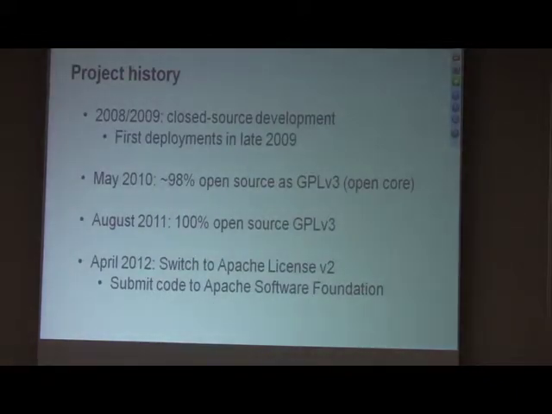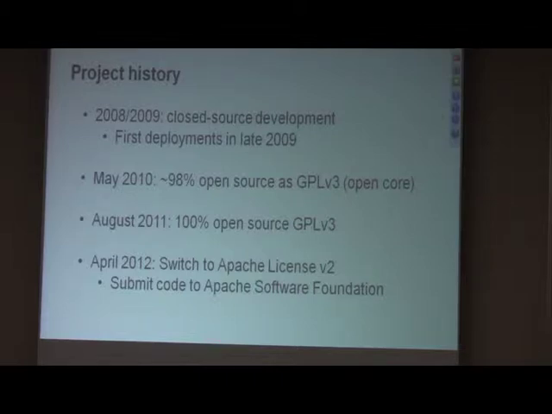A little bit of history about us. We started the company back in 2008 and released the first product in 2009. At that time, it was closed source development. In May of 2010, we open sourced about 98% of our software under GPL v3, so I guess we call that open core. In August 2011, we open sourced 100% of our software.